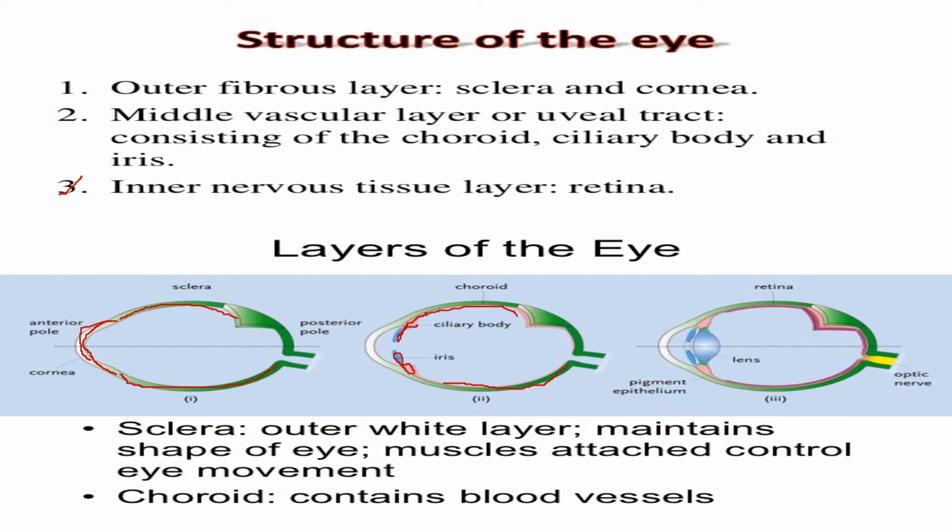And now coming to the third layer, that is the inner nervous tissue, the retina. So this is the innermost layer, the nervous tissue, which is called the retina. And this retina consists of photosensitive cells, that is the rods and cone cells. Coming to the first, outer fibrous layer, it includes the sclera as well as the cornea. Now let us go into the discussion of sclera and cornea.